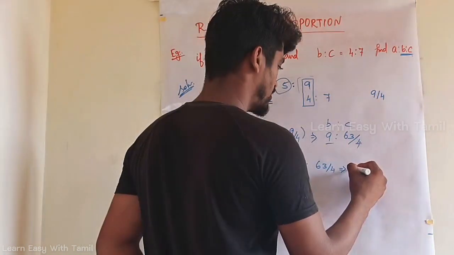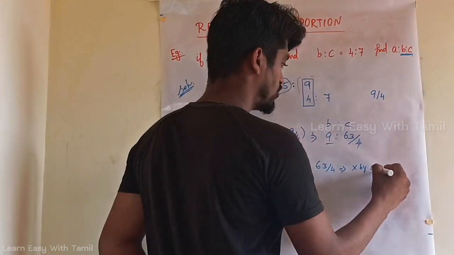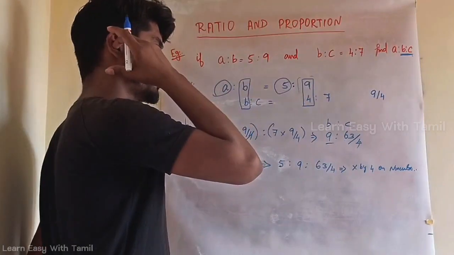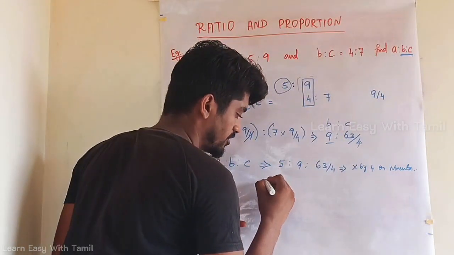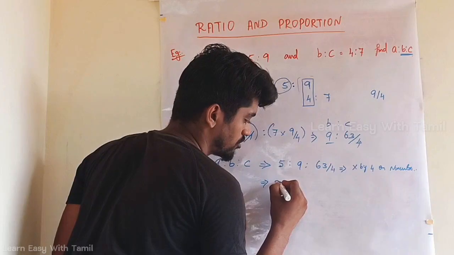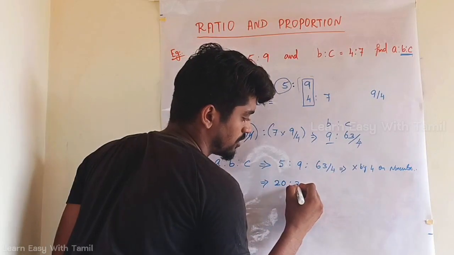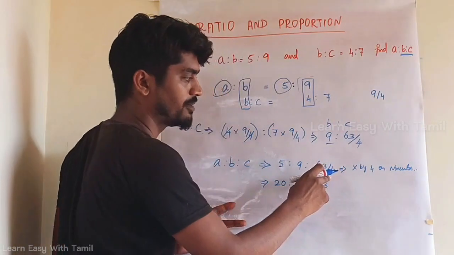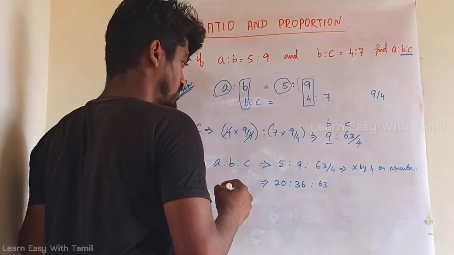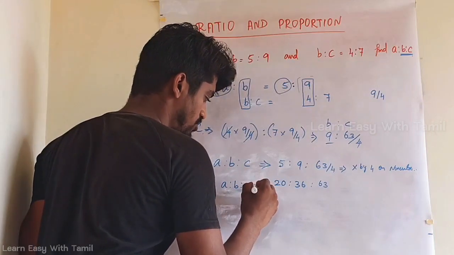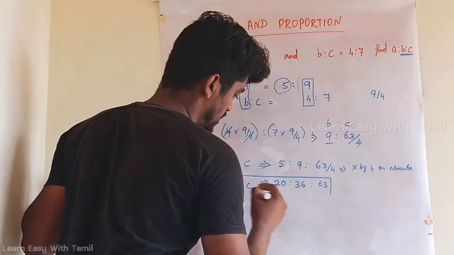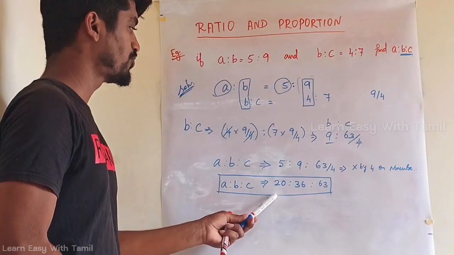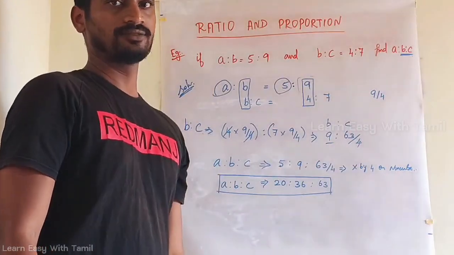So we have to multiply with 4 on the numerator. The value should not be changed. Only the format could be changed. 5 into 4 is 20, is to 36, is to 63 multiplied by 4 and divided by 4. The value should be 63 only. So the A is to B is to C ratio of the given format can be converted into 20 is to 36 is to 63.